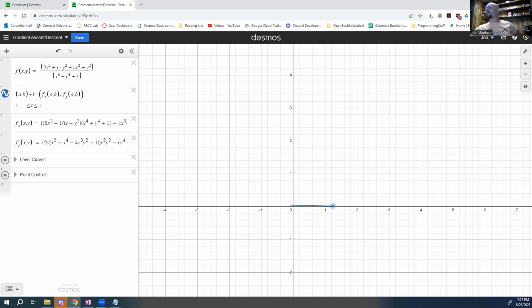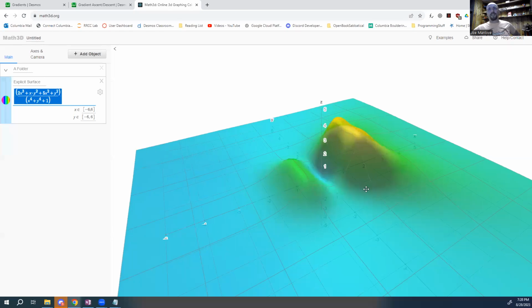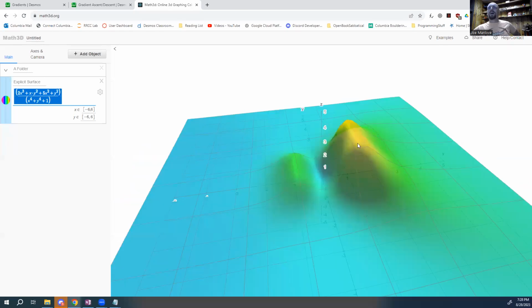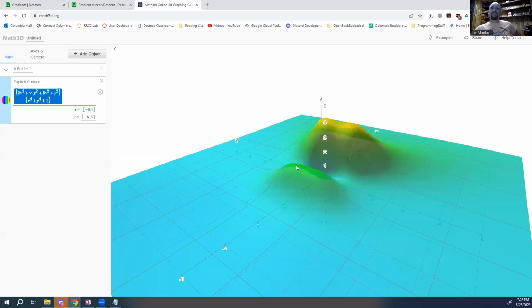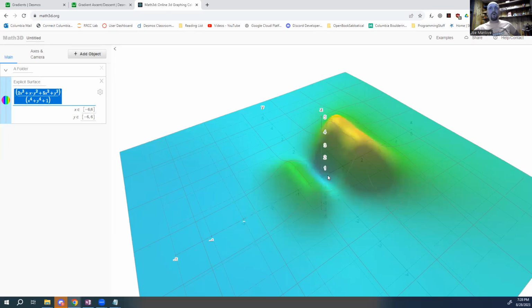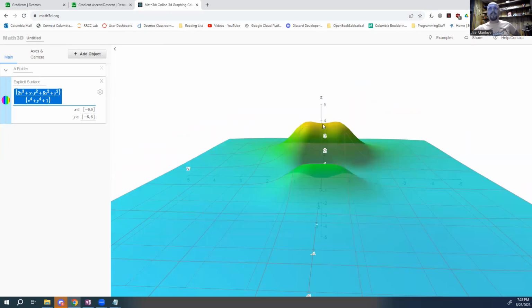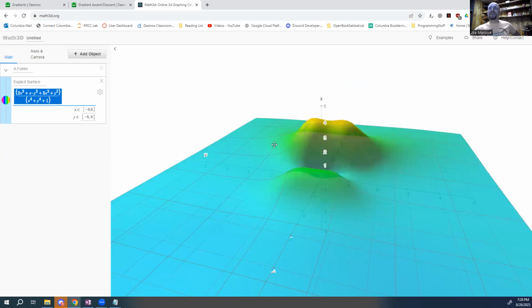Okay, so let me show you what this picture looks like. Here's a Math 3D version of it. See, it's got this little double-topped hill over here. It's got this weird little flat-topped thing here. And then there's that hole there. And then that thing in the middle, see how that's a double top? So there's a saddle in between there.